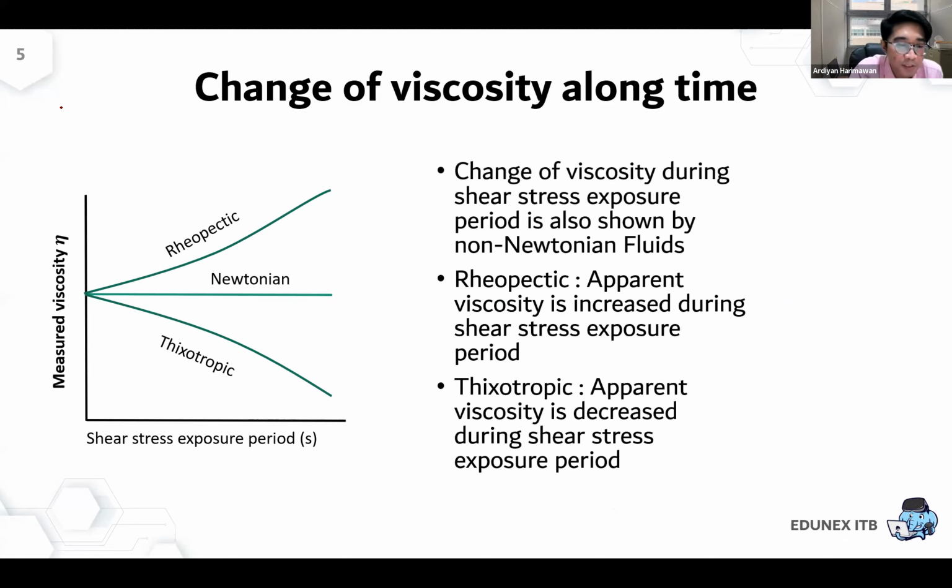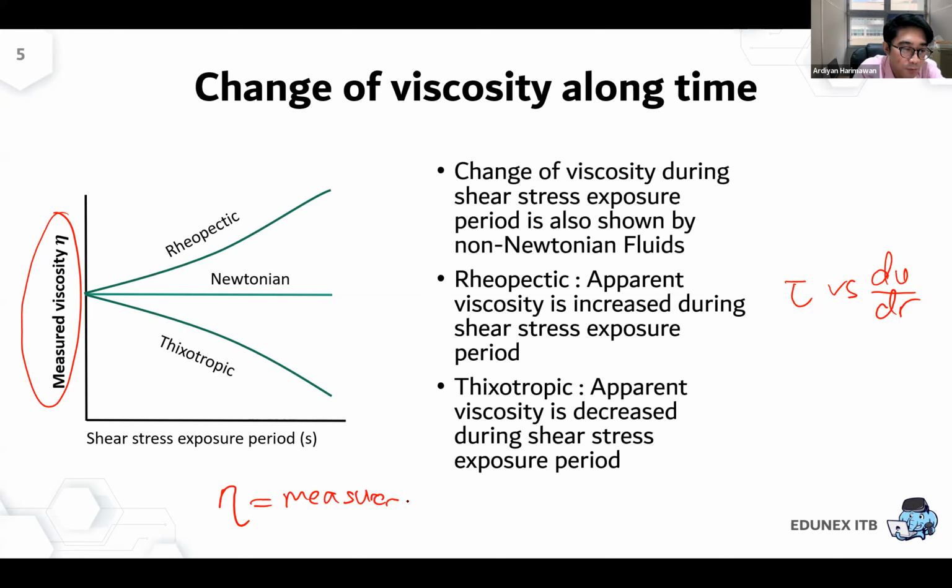The previous slide, the figure is between shear stress and shear rate. Yeah. This figure is between the measured viscosity or apparent viscosity. We use this one. Don't be confused with the symbol, right? This is the measured or apparent viscosity.